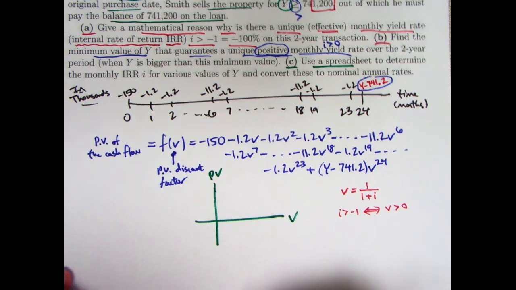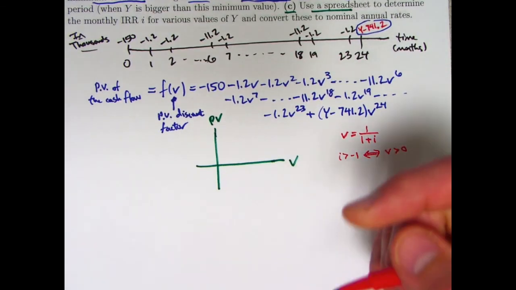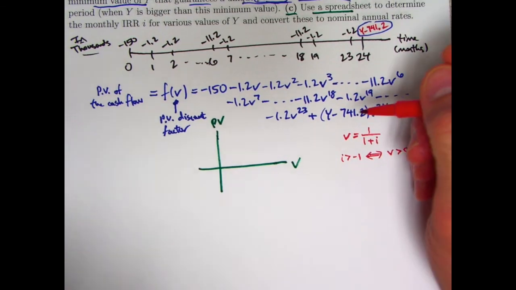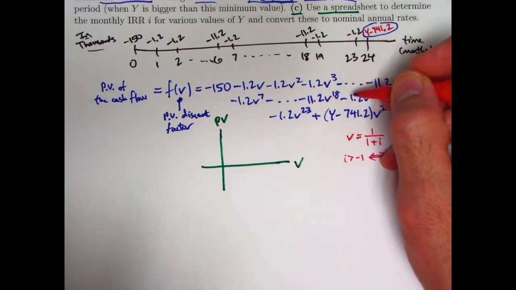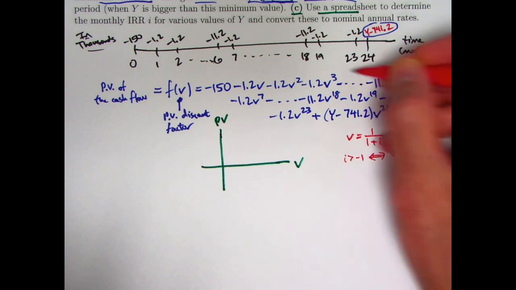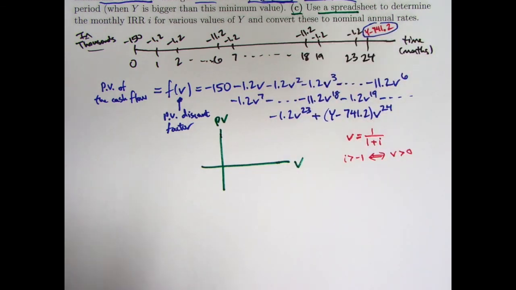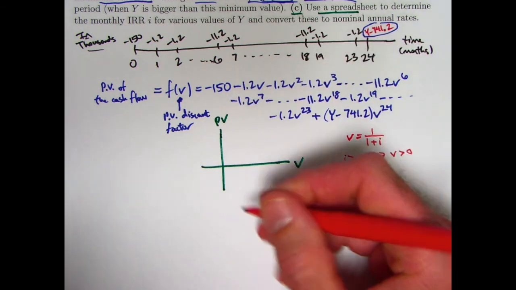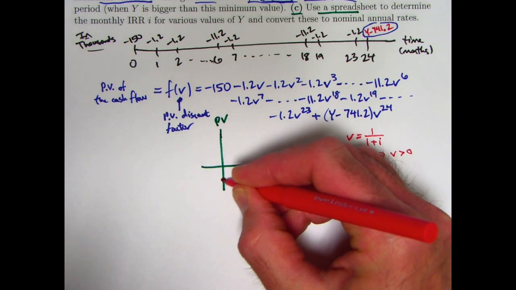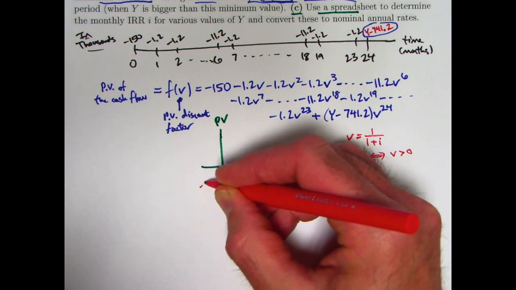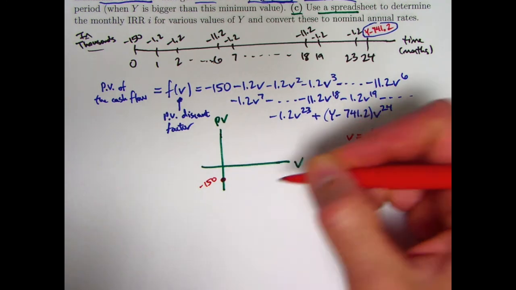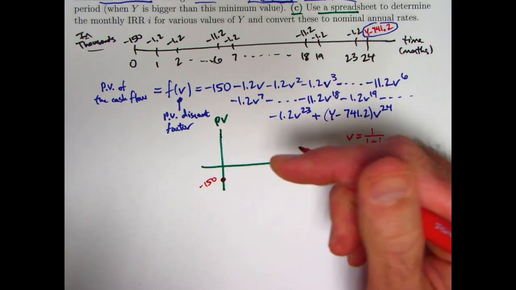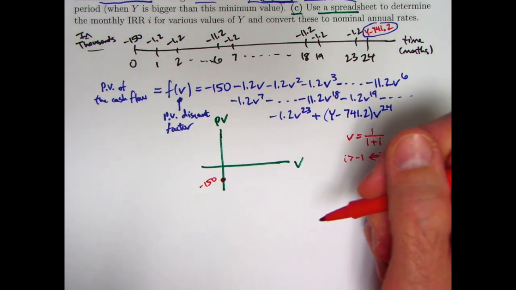But what does the graph of this function look like? Well, one thing you could certainly say is it's got a negative intercept here. If you plug in V equals 0, all these terms that involve a V go away. They all become 0. And you're left with just -150. So the graph certainly goes through this point here where the present value is -150, which doesn't sound good. You wouldn't want a present value that's negative, would you? Well, don't worry about that. We're just, again, thinking of this as a function of V.